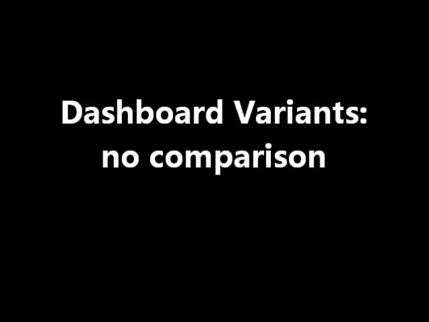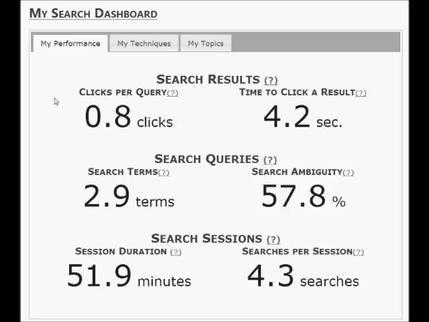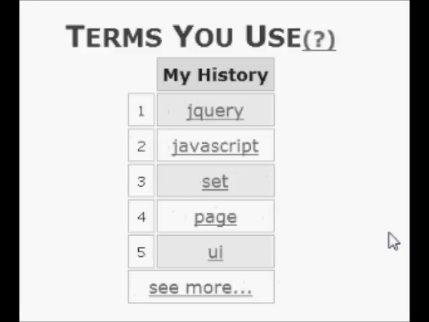Current search history tools provide personal data only, so we were interested in identifying the differences between personal data and having personal data augmented with the comparison data we have seen up till now. For this reason, we developed a no comparison variant of the dashboard that you see here. This dashboard showed numeric data using digits like these, and textual data in the same tables as before, but with the comparison columns removed.